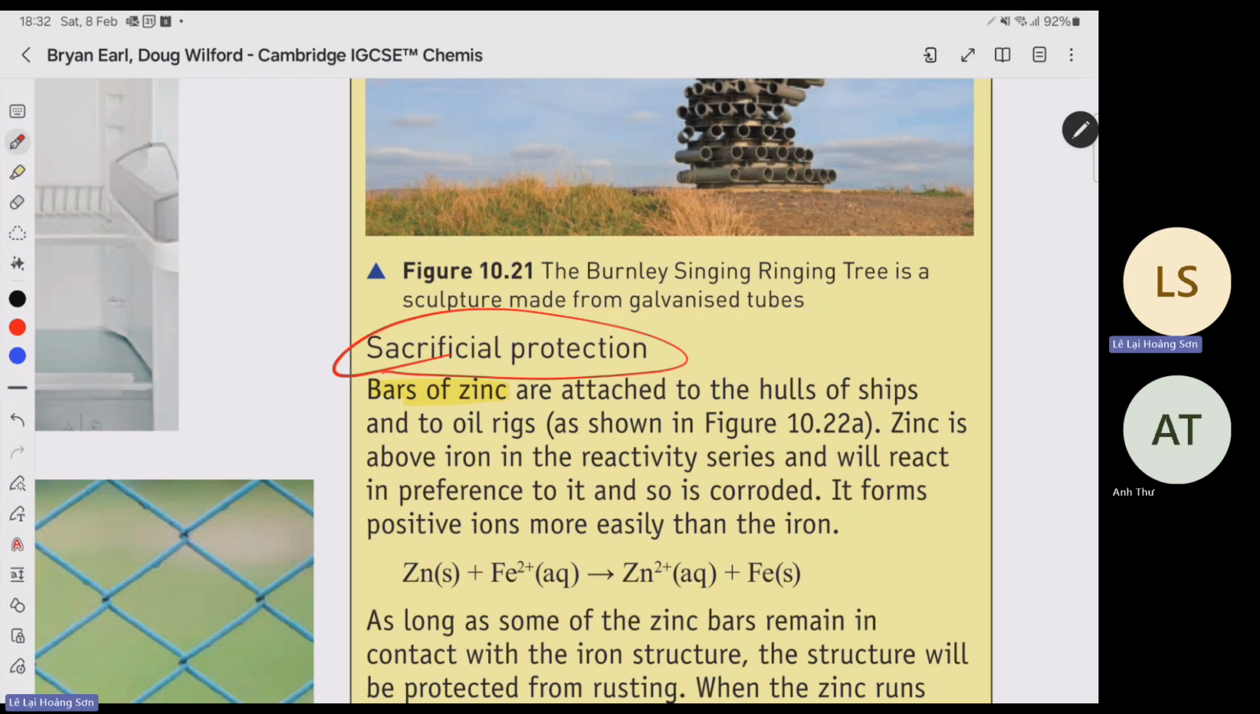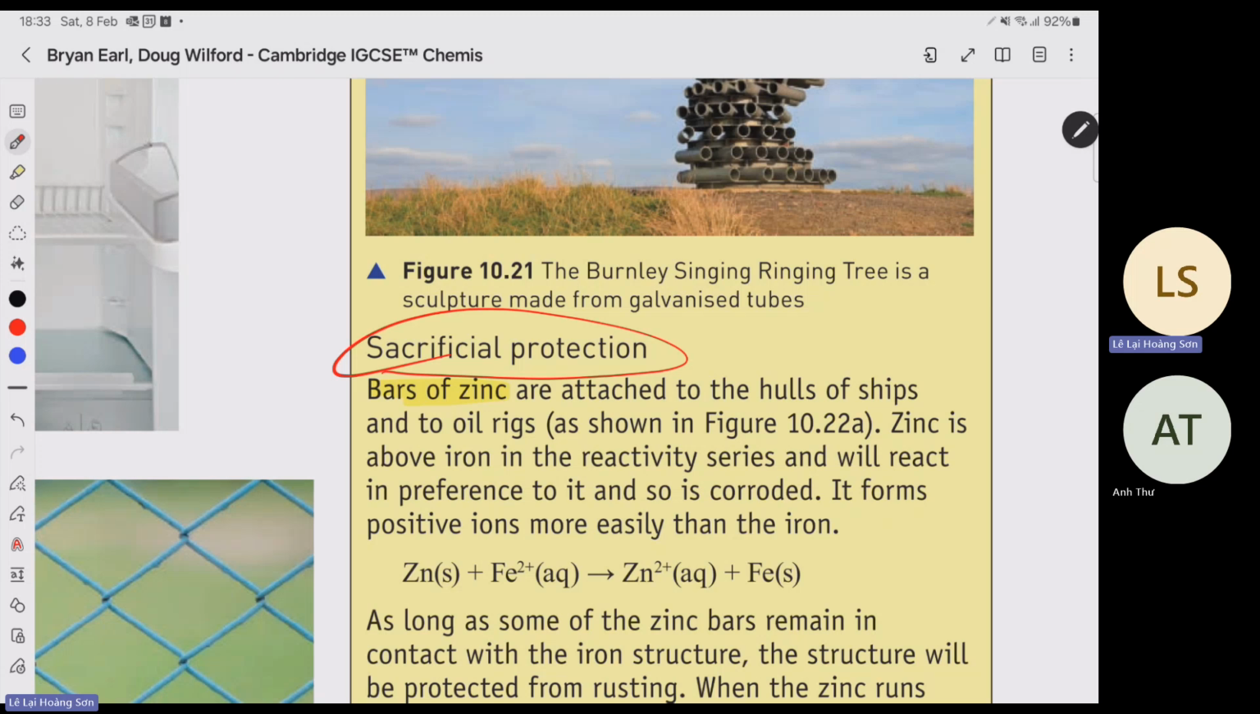So regularly, you need to replace the zinc bar. Buy the new zinc bar and install them onto the ship or something like that. Or you need to galvanize the ship again, to make sure that you have a new layer of zinc on the surface of the iron. Got it?